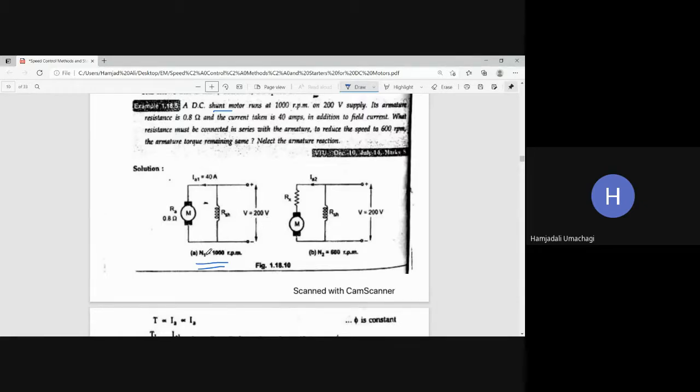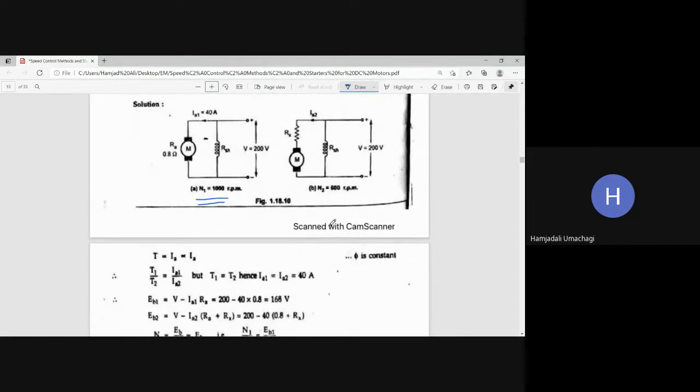If I want to bring the speed from 1000 RPM to low speed 600 RPM, then this is the second modified circuit diagram where we have added certain resistance Rx in series with the armature, and this Rx value we should calculate. So this is IA2, RSH, V is same, that is 200 volts. That is N2 equal to 600 RPM. For this speed, this is the circuit diagram.